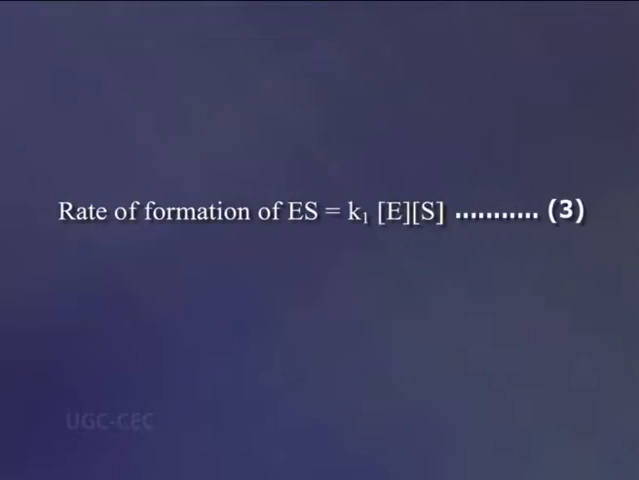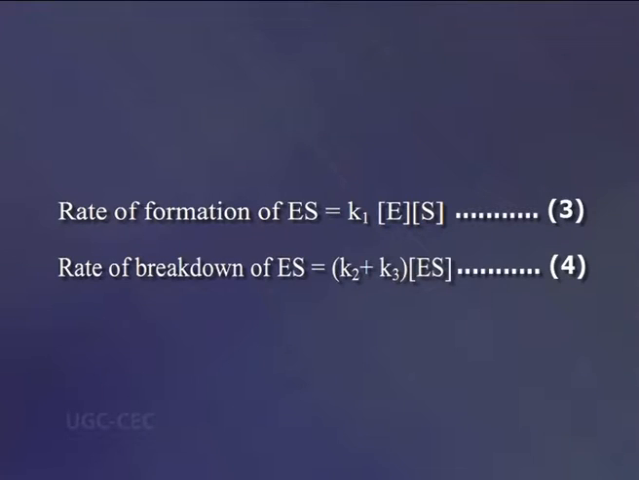The rate of formation and the breakdown of ES are given by: rate of formation of ES equals K1 [E][S], that is equation 3. Rate of breakdown of ES equals (K2 plus K3) multiplied by [ES], that is equation number 4. We are interested in the catalytic rate under steady state conditions.